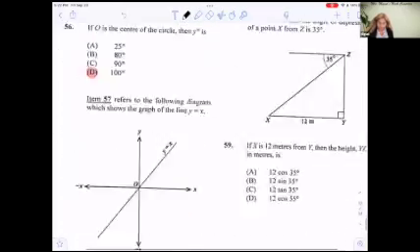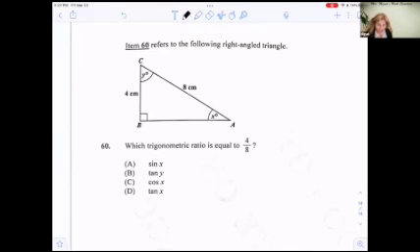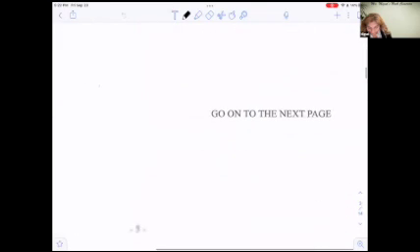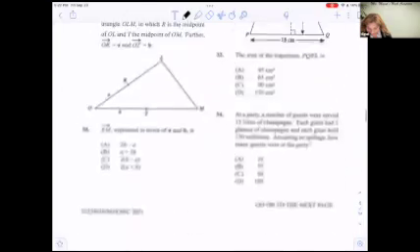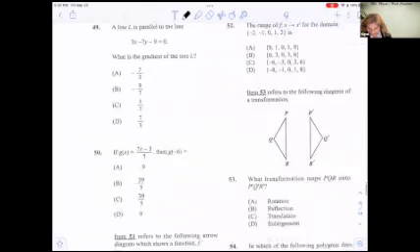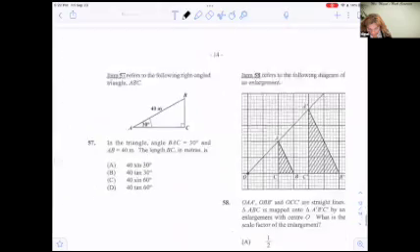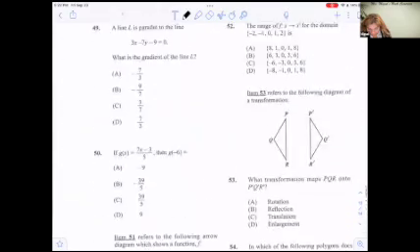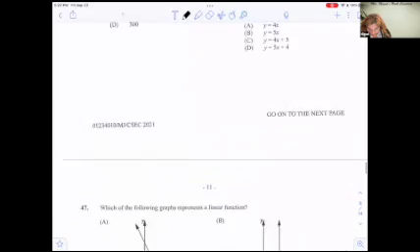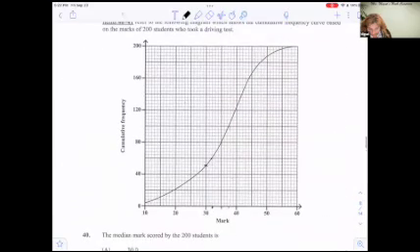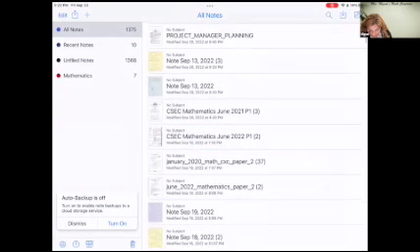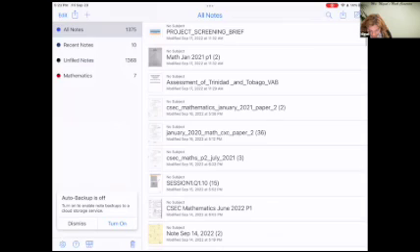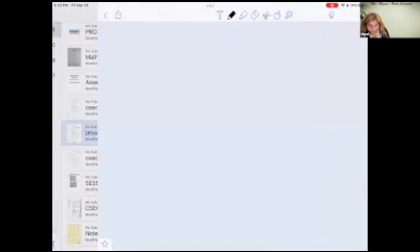Let's see what else. So that is January. Let's see for June. Let me see what they brought for June, 2020.